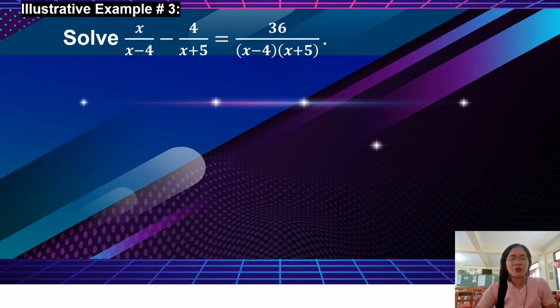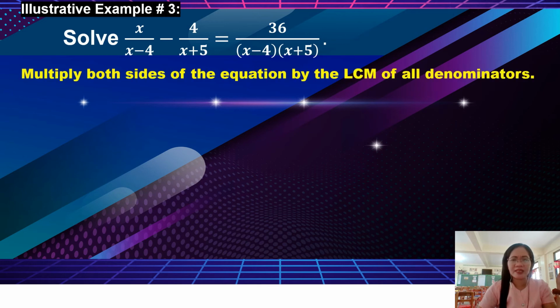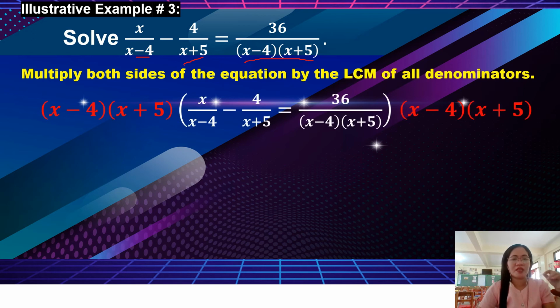So try to look at our given example. Our third example is what you had noticed. Its denominators are binomials. So now, again, the first step is we're going to find the LCM or the LCD of x minus 4 and x plus 5. As you noticed, these two are combined. So we can say that the LCM is x minus 4 times x plus 5.